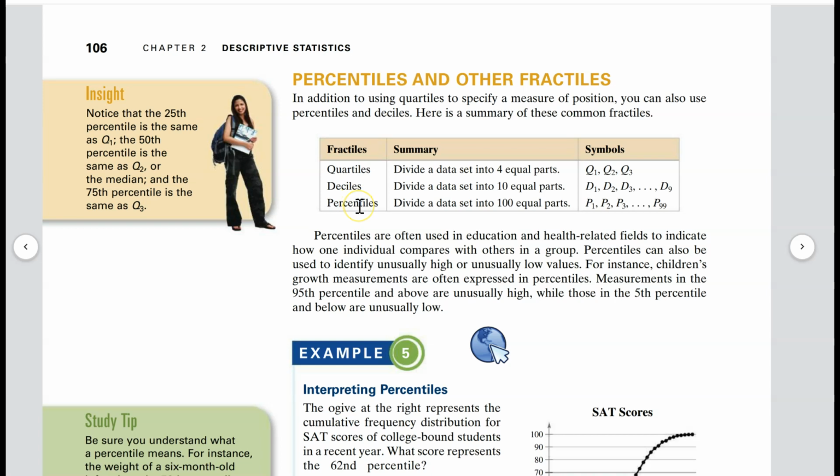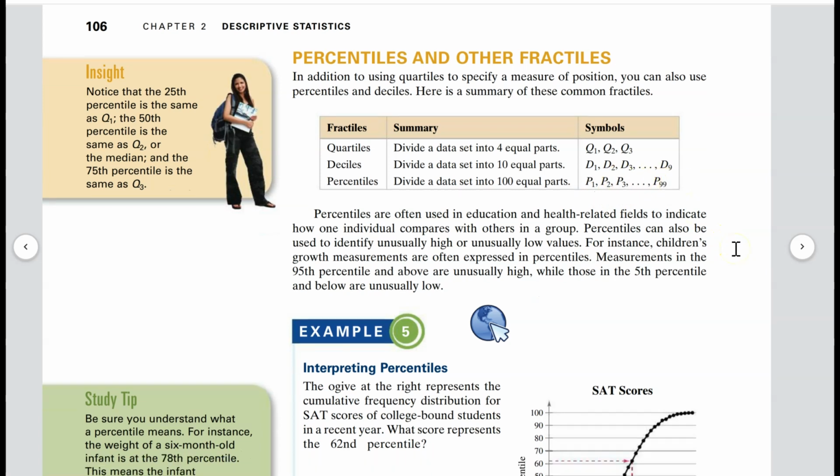Then there's something called percentiles. Percentiles divide a data set into 100 equal parts. The word cent means 100, like century, 100 years, or cent, 1 cent. There's 100 cents in a dollar. So percent means per 100. So percentiles divide the data up into 100 equal parts. So you've got P1, P2, P3, P4, P5, all the way to P99. And that divides the data up into 100 equal sections.